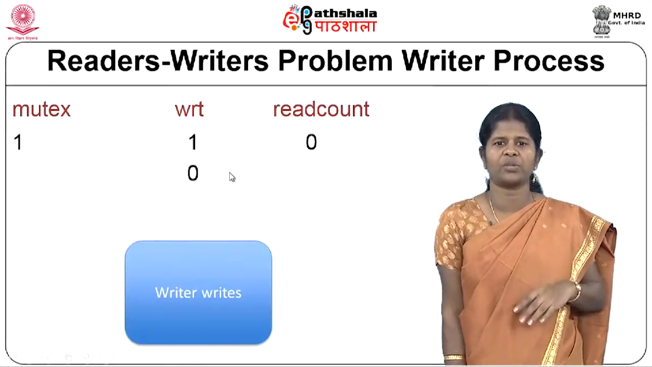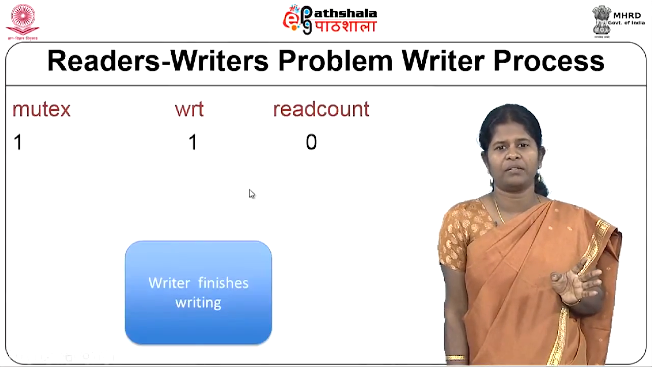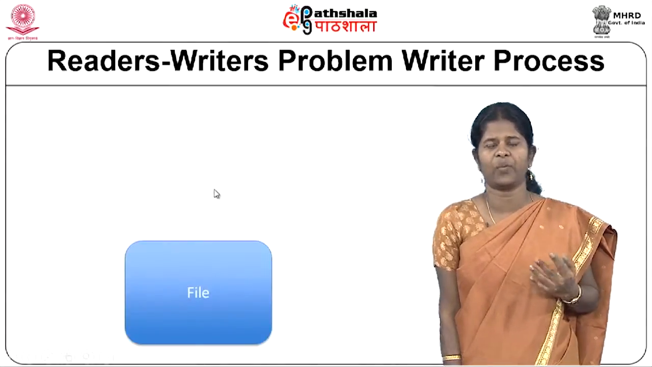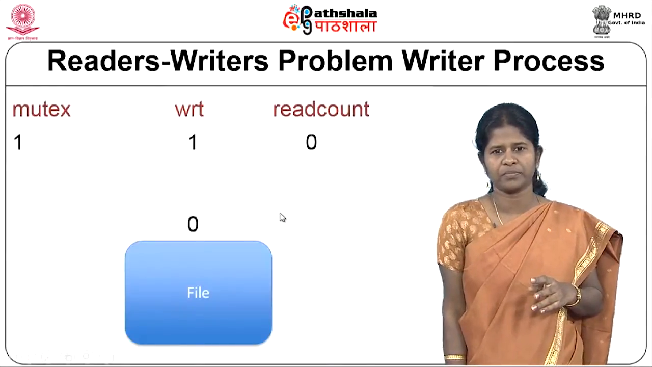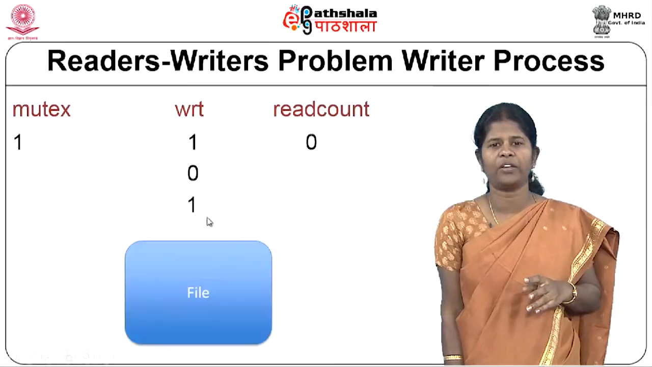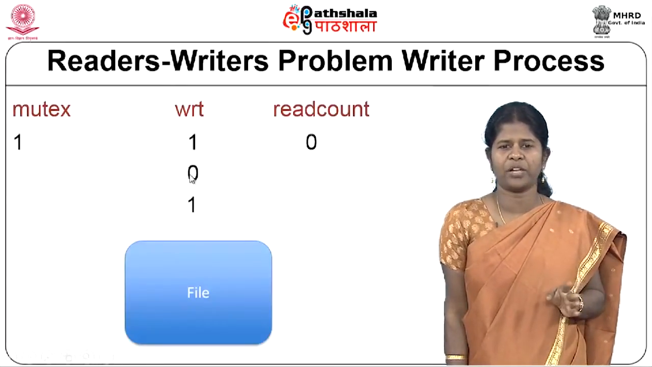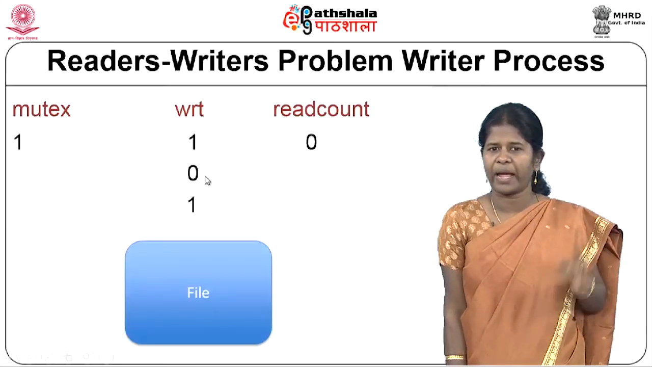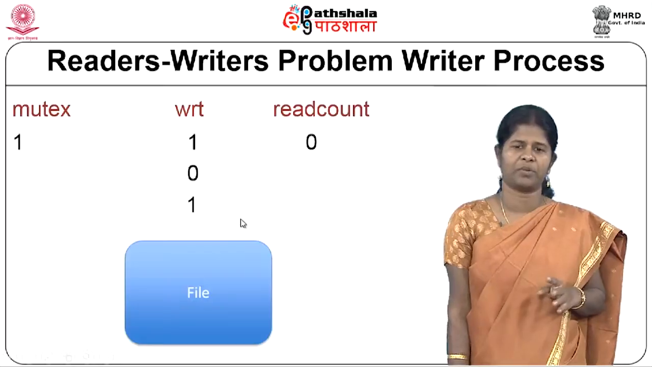After it finishes writing, you can see that it will signal WRT and exit. The value of WRT becomes 1. So, initially it was 1, then it waits on WRT and makes it 0, accesses the file, and then finally it becomes 1 after signaling WRT.